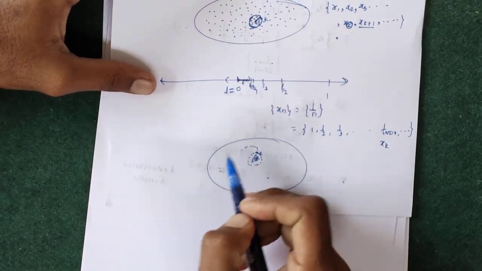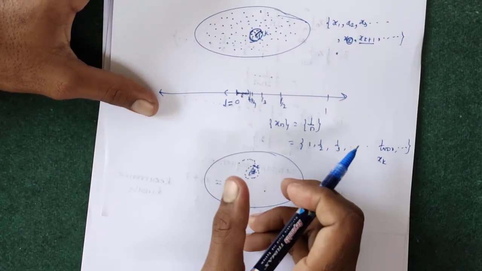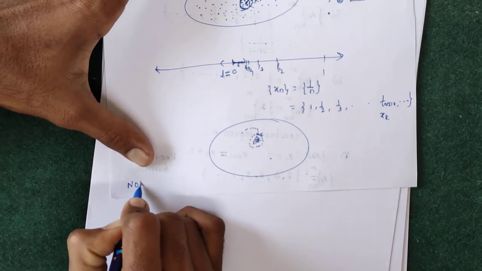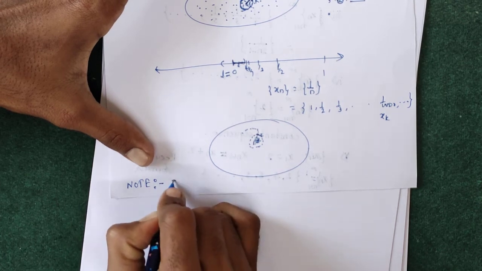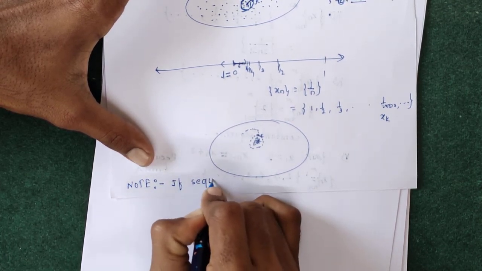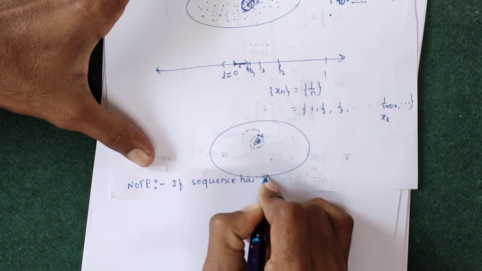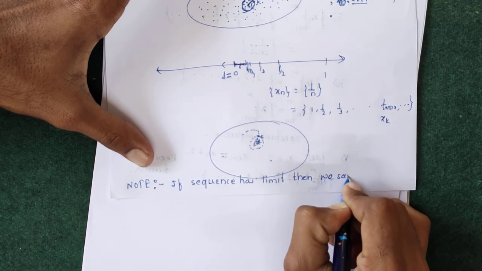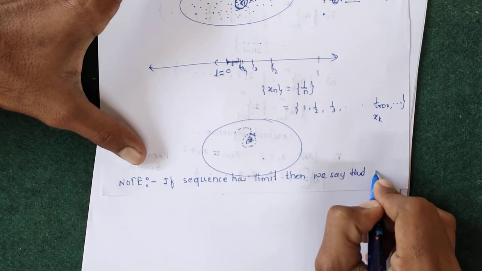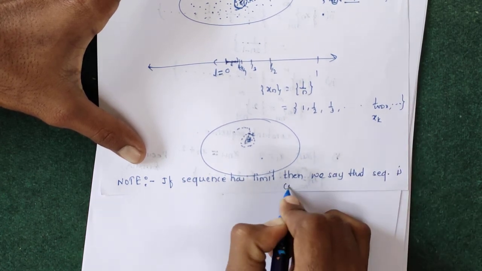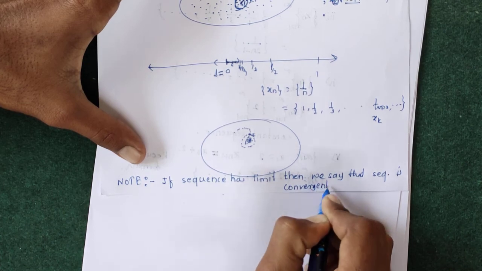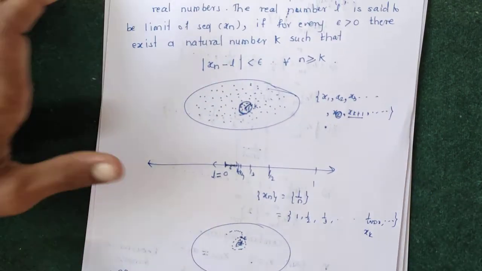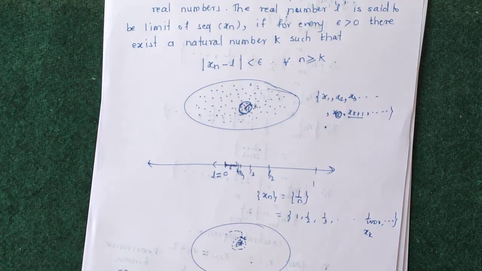And now we will take one note. If the sequence has some limit L, then we say that the sequence is convergent, and if the sequence does not have any limit, then we say that the sequence is divergent. Now we will see some theorems and examples in the next lecture.